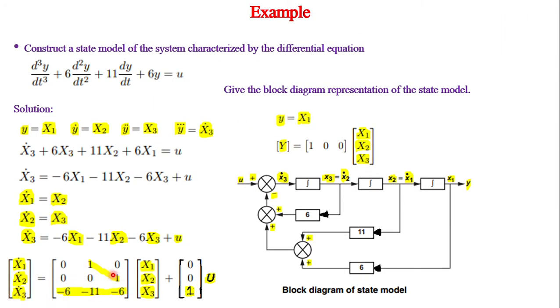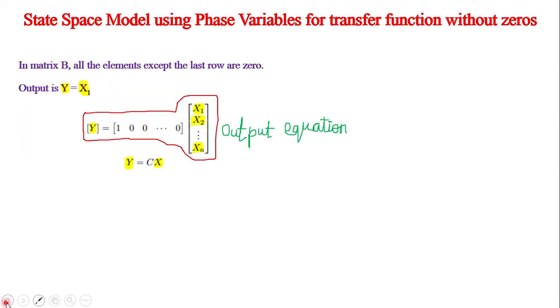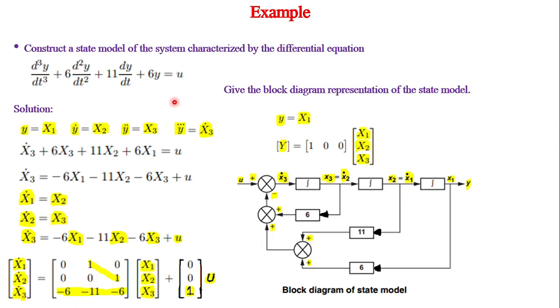So y is equal to x1. Therefore, y is [1, 0, 0] times [x1, x2, x3]. This is again the same as the general form. Instead of xn, we have x3 because it is a third order differential equation. And we can represent this with the help of a block diagram. After all, we want to express these three state equations and the output equation.